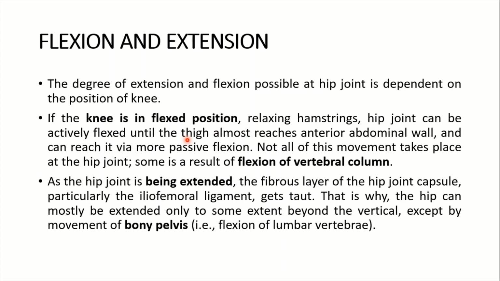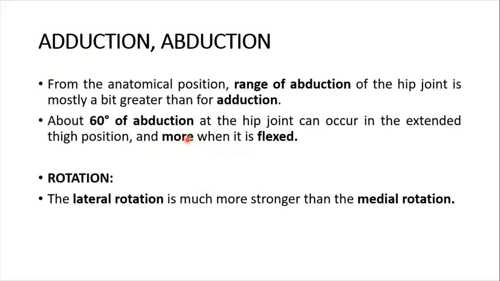As the hip joint is being extended, the fibrous layer of the hip joint capsule, particularly the iliofemoral ligament, becomes taut. That is why the hip can mostly be extended only to some extent beyond the vertical, except by movement of the bony pelvis, that is, flexion of the lumbar vertebrae.